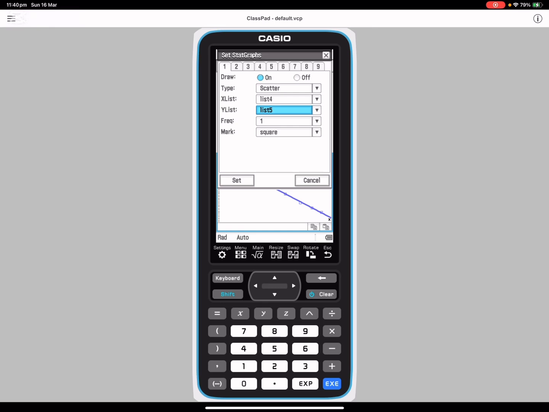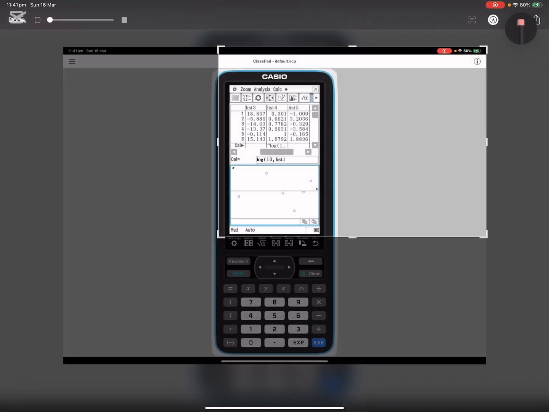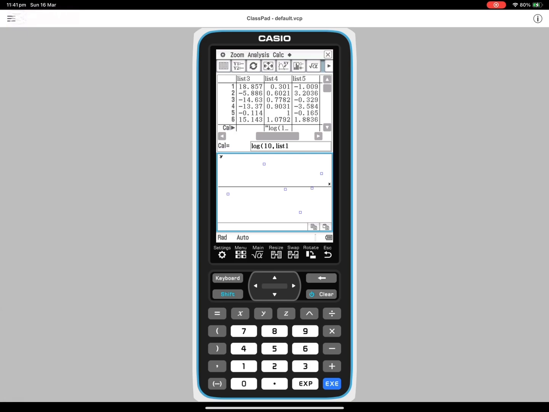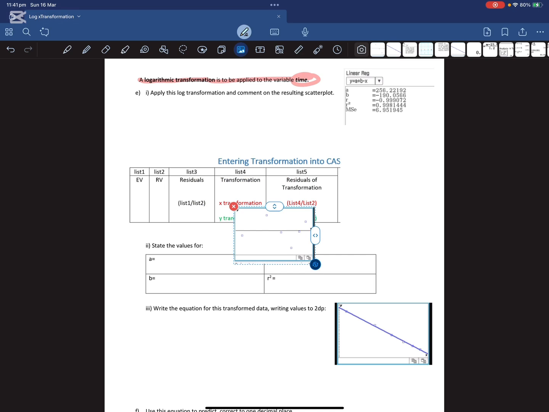Now this is all in your summary sheet for the transformations with the wheel. It's got it all underneath, so you can just follow if you're doing a Y transformation or an X transformation and see what you're putting in what list. But if you do enough of these, it will just be second nature, I promise. So that's our residual plot there. Now, that has definitely got rid of that clear pattern, so that is also an improvement, which is good. So that is a very good transformation.